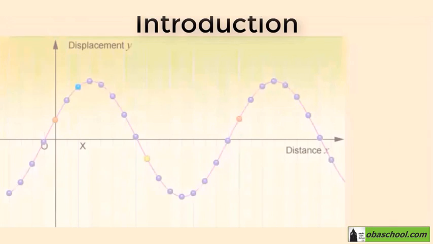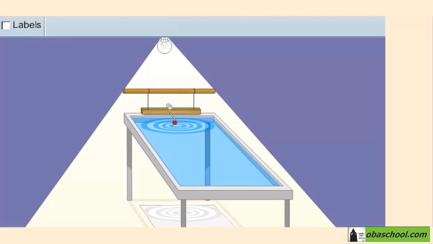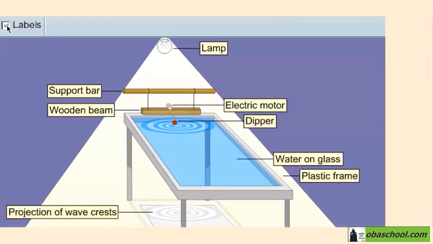Here is one type of ripple tank that is used to show how waves in water usually behave. Basically, the water is contained in a plastic frame with a glass bottom. A wooden beam is suspended from a wooden bar and can be raised or lowered. A small electric motor fixed to the wooden beam allows it to vibrate when the motor runs. The dipper touches the water surface, giving circular waves across it.